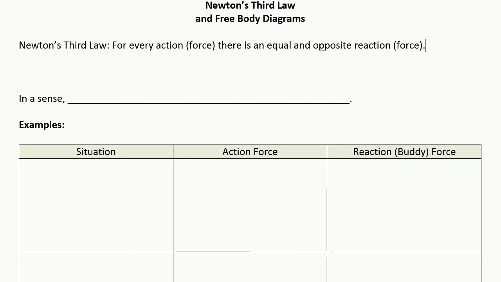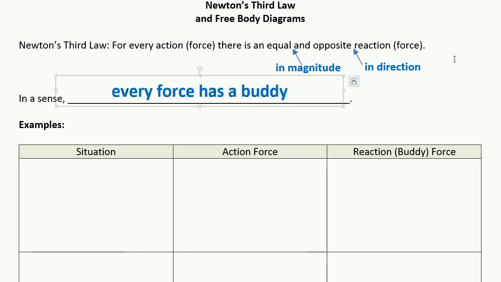What does equal and opposite mean? Well, equal just means those two forces have the same magnitude. And opposite means that they are moving in different directions. So equal and opposite mean equal magnitude, but opposite direction. In a sense, what I like to think of here is that every force has a buddy. If there's a force somewhere in the universe pulling left, then we know somewhere else in the universe there's going to be a force that's pulling right with the exact same magnitude.